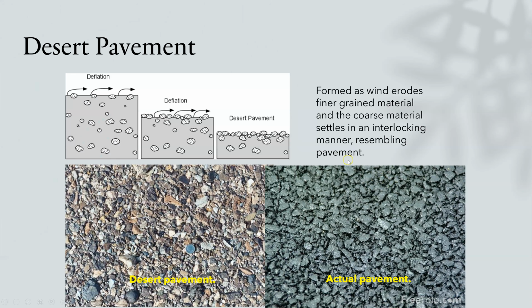We also see something called desert pavement, which forms as wind erodes finer grained material and the coarser grain settles in an interlocking manner, which kind of resembles pavement. So this is actual pavement here. This is desert pavement. Because there's so much wind erosion and it can't pick up these bigger particles, it picks all the smaller particles up that are in between these bigger particles, and then eventually all of this kind of compacts together and forms something that's similar to actual pavement.